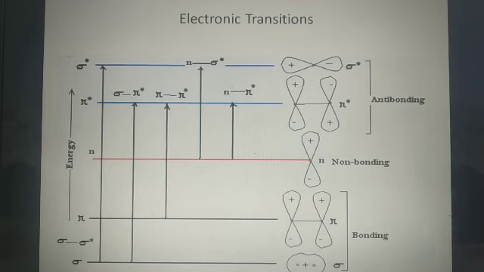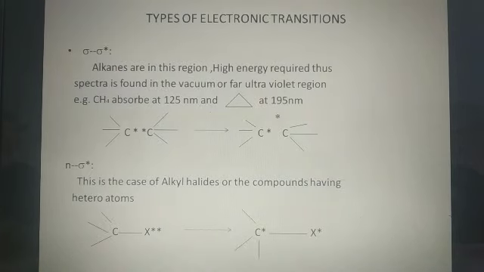So any transition can occur whenever energy is supplied to a molecule, when radiation is thrown over the molecule, especially in the UV-visible part. That means 200 to 400 nanometer, that is the ultraviolet region, and 400 to 800 nanometer, that is the visible region. We are having alkanes.